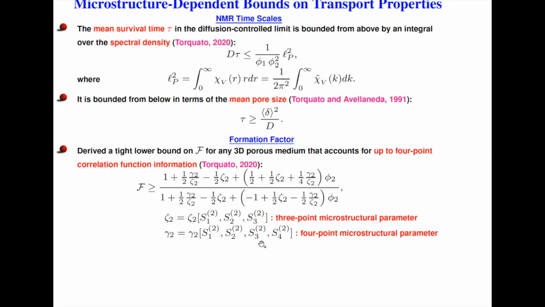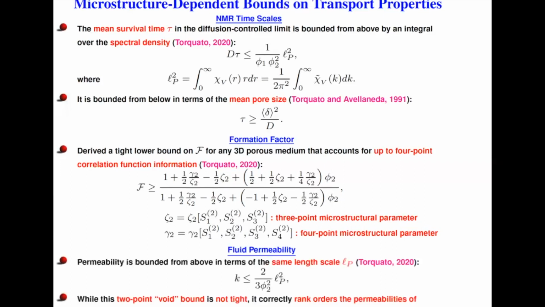But the main point is that this is a very, very accurate predictor of the formation factor. Now, if you take the fluid permeability, interestingly, you can show that the fluid permeability is bounded from above by exactly the same length parameter that was involved in the mean survival time. Okay, so this is not a coincidence. It looks like it's a coincidence, but it's not.